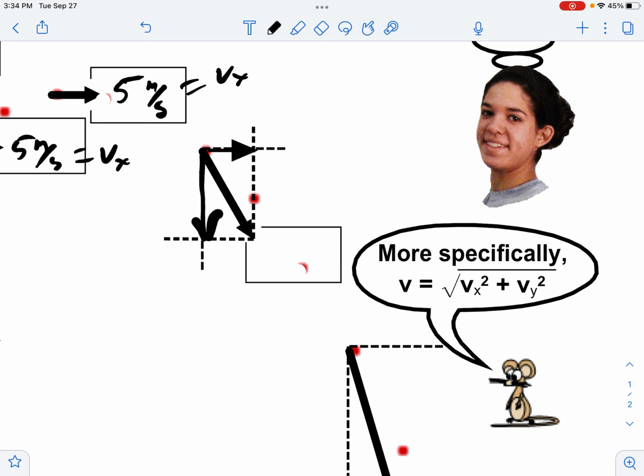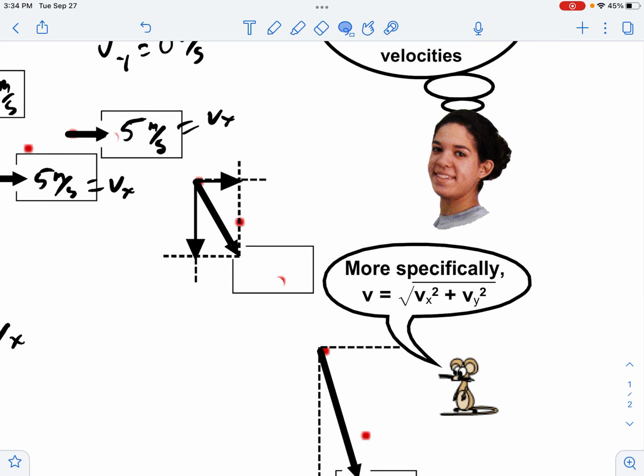Give me my arrow. There we go. It looks pretty good. And the sideways component has been 5 meters per second everywhere else. Guess what? It's 5 meters per second here as well. That part hasn't changed. That's my little Vx.